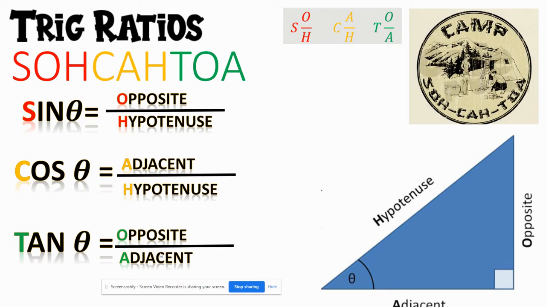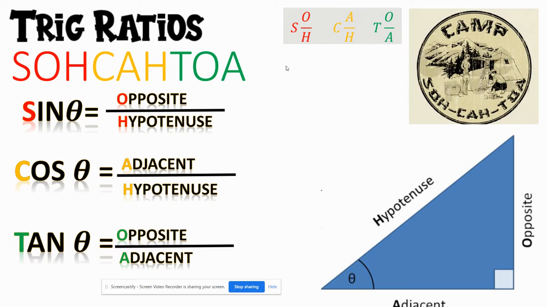Now, there's a mnemonic device that a lot of students use to help them remember how to set up these trig ratios. That little memory trick is SOHCAHTOA. It's not really a real word, but it helps people remember how to set them up. So SOHCAHTOA. Sine is the opposite over the hypotenuse. Cosine is the adjacent over the hypotenuse. And tangent is the opposite over the adjacent side. So SOHCAHTOA.